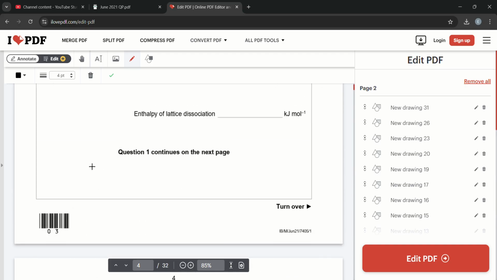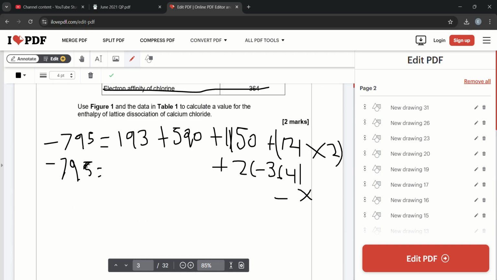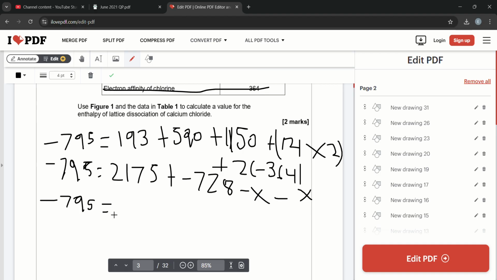There's a lot of questions for question 1. Minus 795 is equal to 193 plus 590 plus 1150 plus 121 times by 2, 2175 plus 2 times by minus 364 minus 728 minus x, 2175 minus 728. Minus 795 is equal to 1447 minus x.